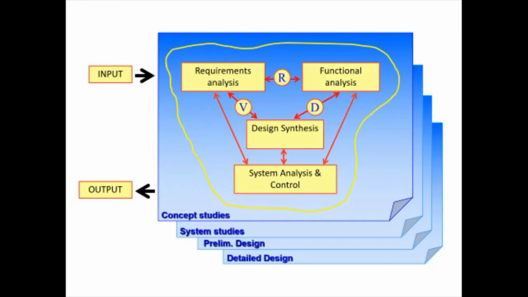So these are the four different layers: concept studies, system studies, preliminary design, detailed design. Okay. These are the step-by-step execution between input and output. We are just giving some input and getting output, but behind that, these are the basic ideas to retrieve the data or information.